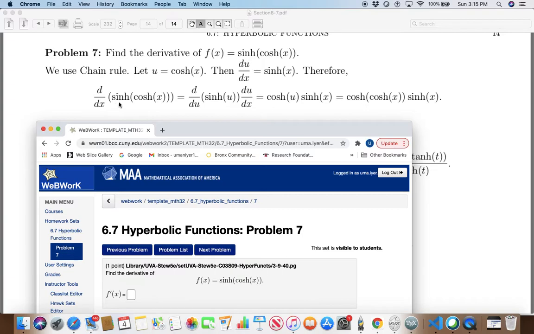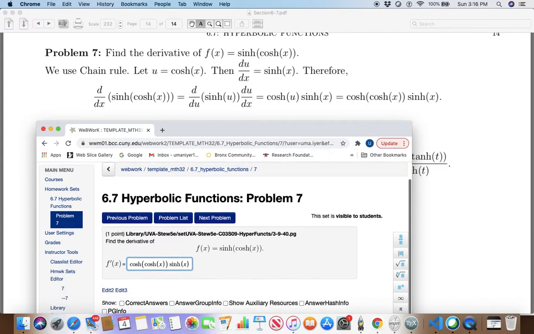So the derivative of sinh(cosh x) with respect to x is d/du of sinh u times du/dx. The derivative of sinh is simply cosh, and du/dx is simply sinh x. In other words, cosh(cosh x) times sinh x. So let's look at that: cosh of cosh of x times sinh of x.